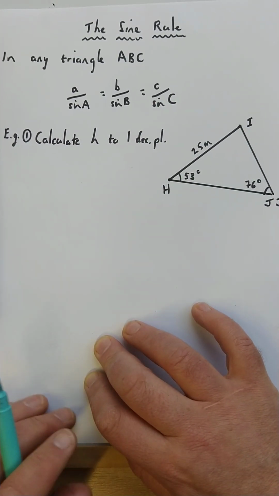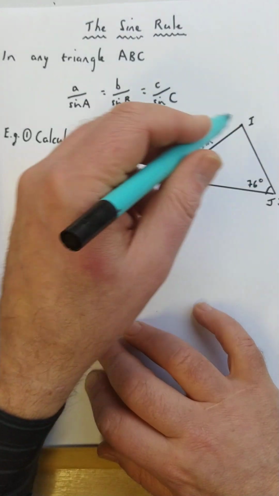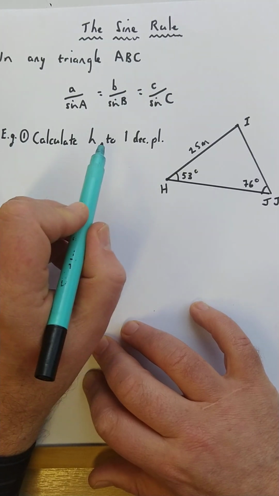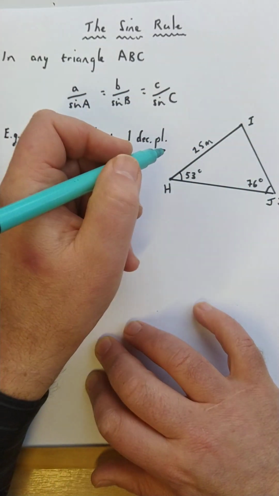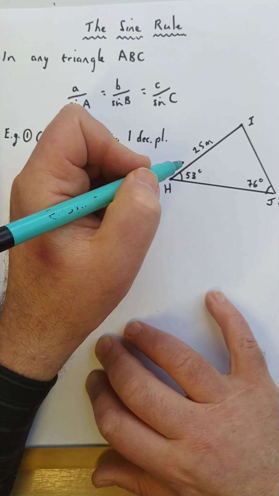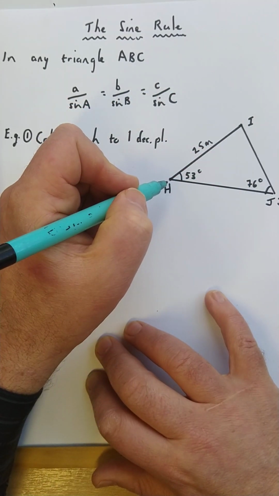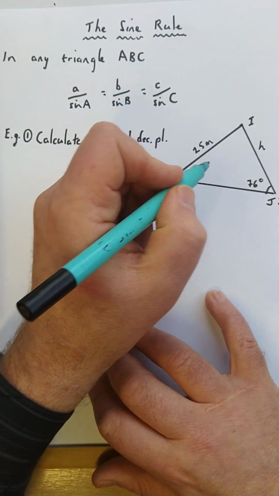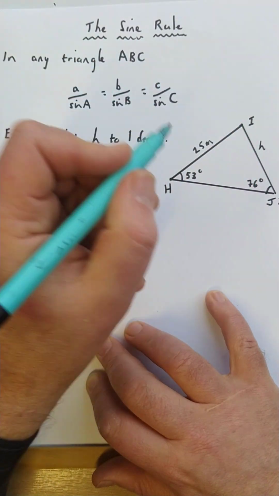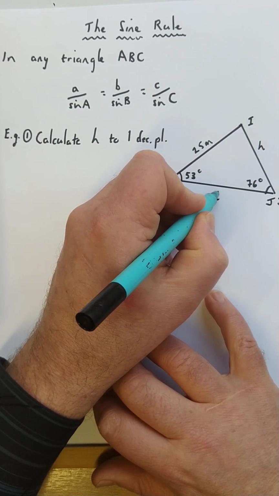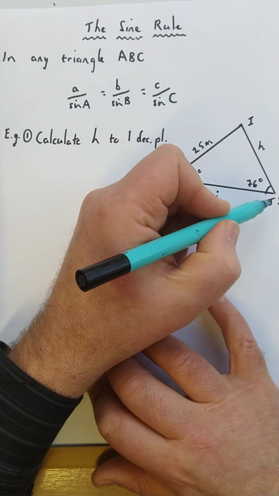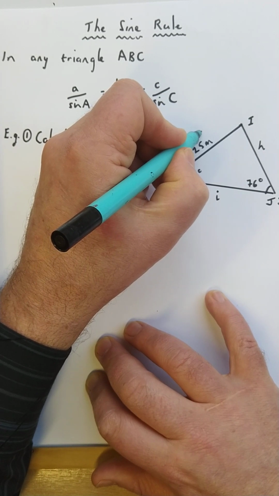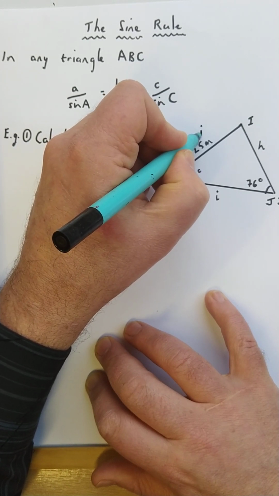Here's how the rule works. Here's a triangle, it doesn't have A, B, and C on it, that doesn't matter. And it says calculate the length of side h to 1 decimal place. So on my triangle, remember, the names of sides match with the opposite corners or the opposite angles. So here's angle H, so this is small h over here. Angle I up here, so this will be small i, side i down here. Angle J, so opposite here, side small j is my 25 meters.